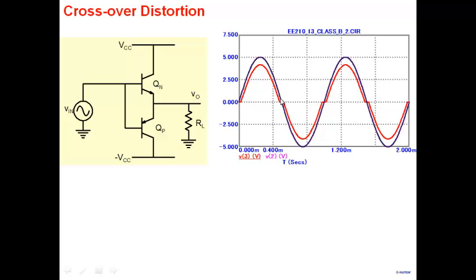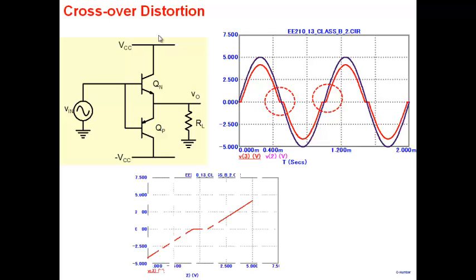But then again, as it gets close to 0, the transistor turns off, and again you find that it's not following the input voltage. But then once it goes into the negative cycle and the negative voltage becomes less than 0.7, the QP turns on, and so on, it repeats here. So we have a distortion near the 0 crossing. Whenever the input voltage crosses 0, we have a distortion, and for that reason we call it a crossover distortion here.